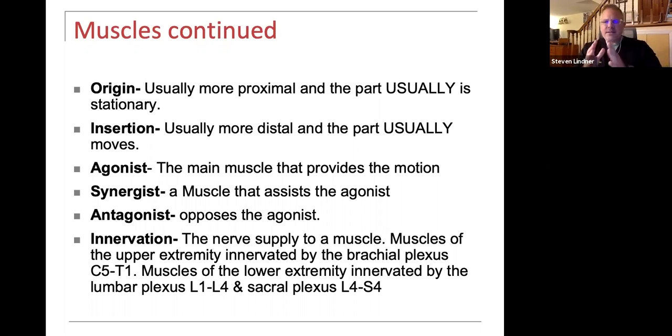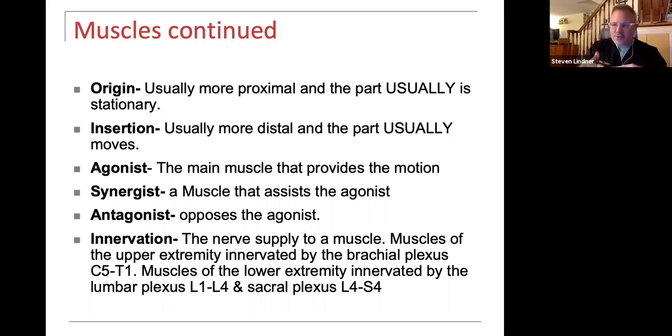Origin is usually the part that stays still. It's also the part that's more proximal. The insertion, again, is usually more distal, and it's the part that's moving. In terms of agonist, antagonist, and synergist, the agonist is considered the primary mover. It's the main muscle that does the action. The antagonist is doing just the opposite. So if I were to say biceps brachii, which flexes the elbow, is the agonist, what's the antagonist? You would have to think what is on the opposite side of the bone that does the opposite thing. So biceps brachii and triceps brachii are antagonists to one another.